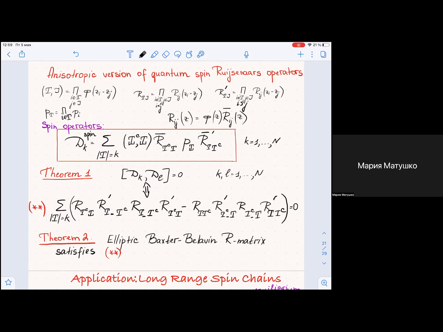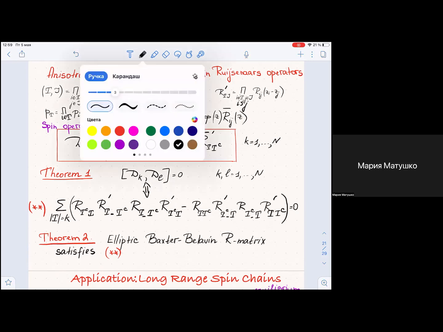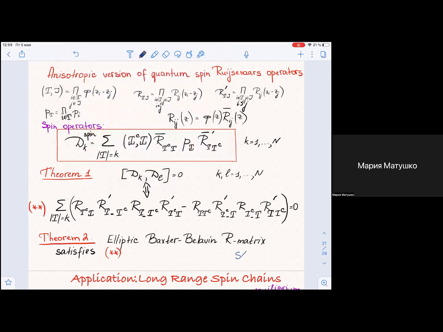Also, it works for the super case, the SL(N|M) case. So it also gives a commutative set of operators. But I don't know the good answer for what R-matrices you may use for this construction. But there are some examples.